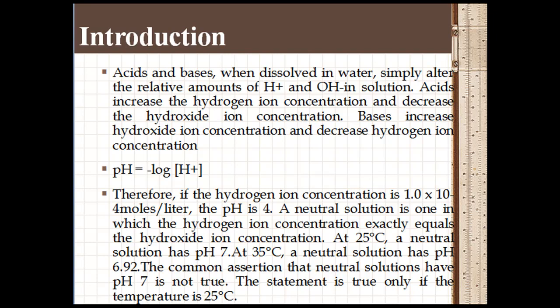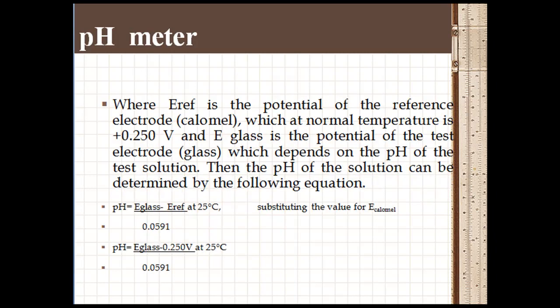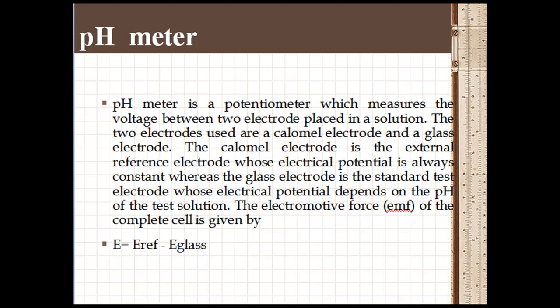Now let's try to understand the pH meter. A pH meter is a potentiometer which measures the voltage between the two electrodes placed in the solution. The two electrodes used are a calomel electrode and a glass electrode. The calomel electrode is the external reference electrode whose electrical potential is always constant, whereas the glass electrode is the standard test electrode whose electrical potential depends on the pH of the test solution.